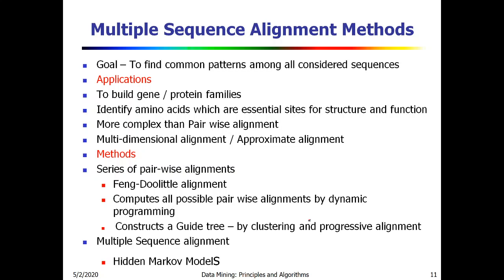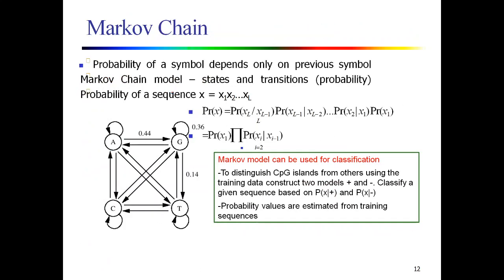For this, we have a series of pairwise alignments you can do by progressive alignment, or compute all possible pairwise alignments by dynamic programming, or you may also use multiple sequence alignment using the hidden Markov model. So we need to know what a Markov chain is. A Markov chain is nothing but a model where the probability of a symbol depends only on the previous symbol. Generally we have the states and the transitions, and we need the probability for the particular sequence that is being given.